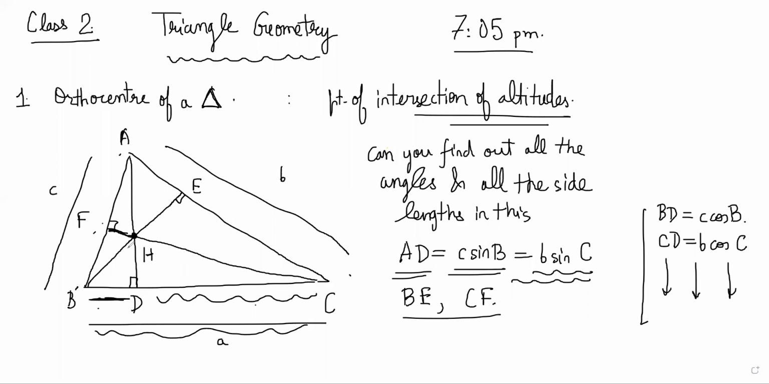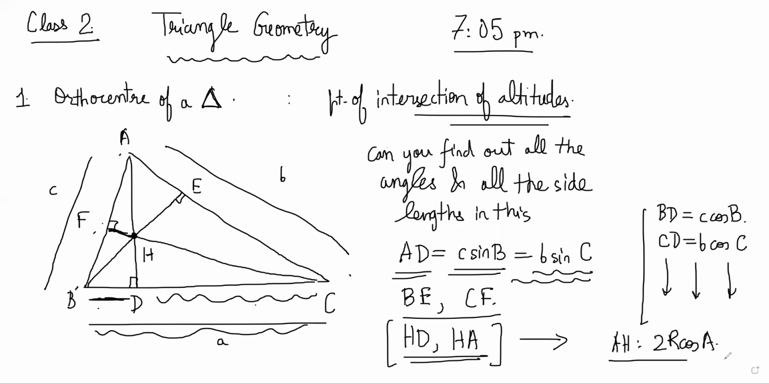Now, the problem is when you ask what is HD and what is HA, those are slightly more challenging. What is AH? AH is 2R cos A, not R cos A. But that is not obvious. How do you know it is 2R cos A? We can apply Pythagoras on AEH. So how do you know HE? By the sine rule.